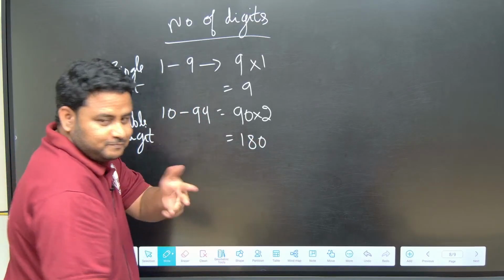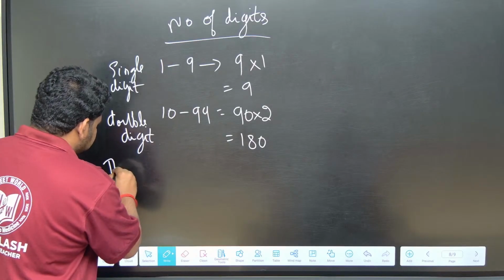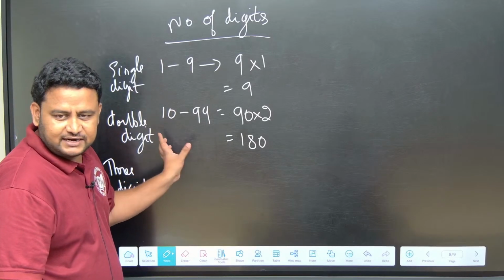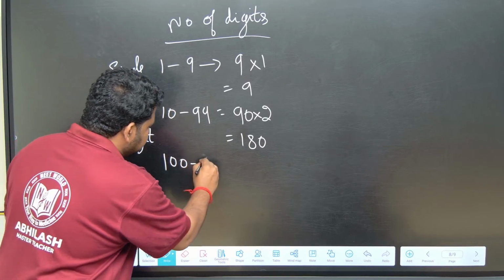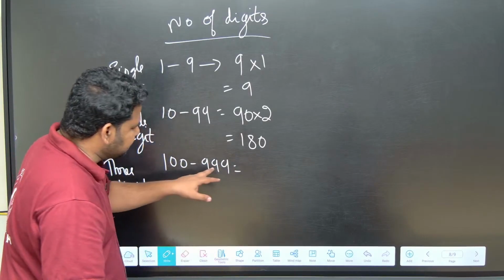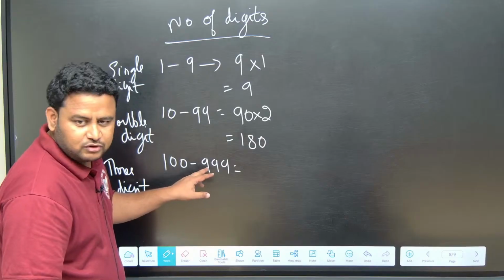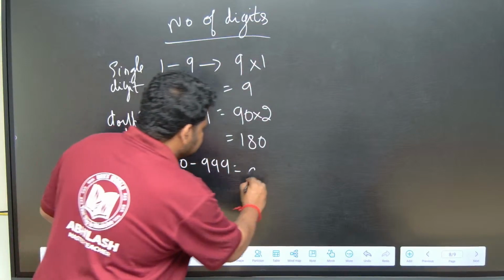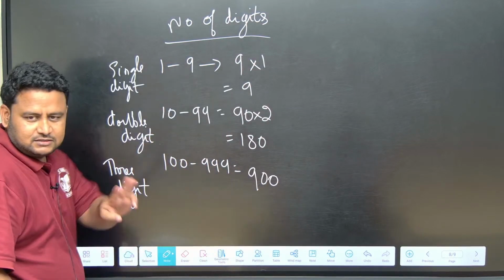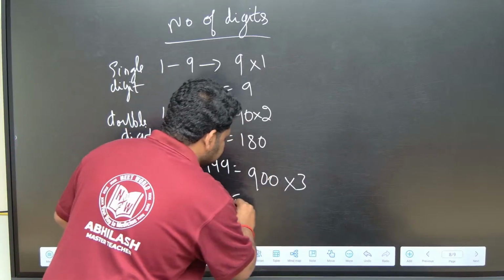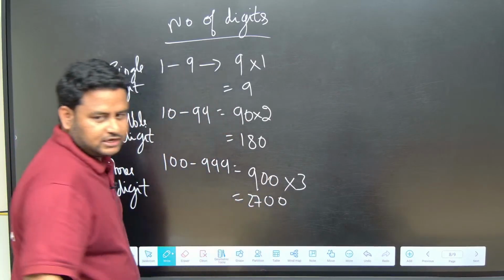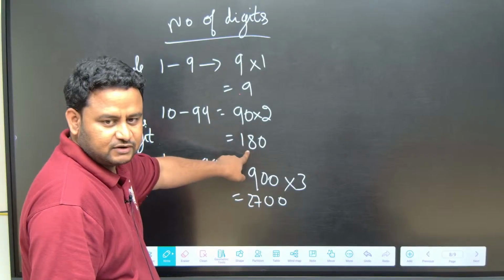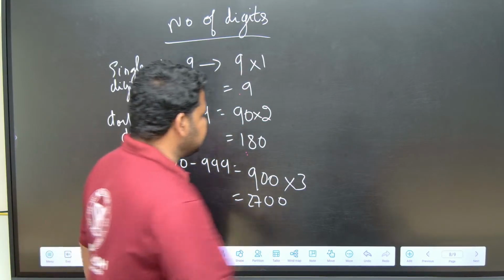Correct? Now triple digit, 3 digit. 3-digit numbers start from 100, so 100 to 999. How do we know how many numbers there are? 999 minus 99 is 900. So 3 digits means multiply by 3. 900 times 3 is 2700. Suppose this is 9, this is 180, and this is 2700.